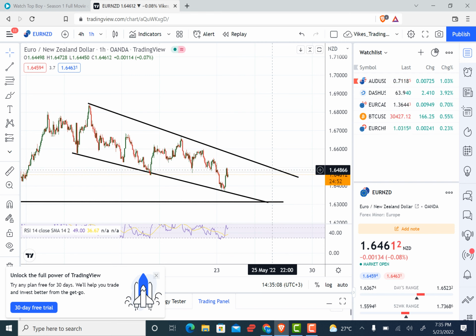So where do you put stop losses for wedge pattern? If you enter around here, your stop loss should be below the swing low.